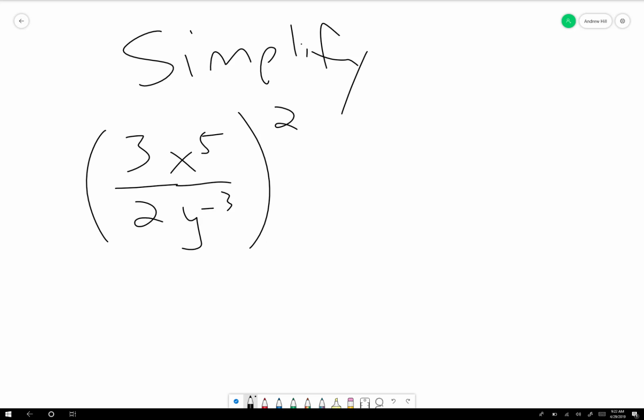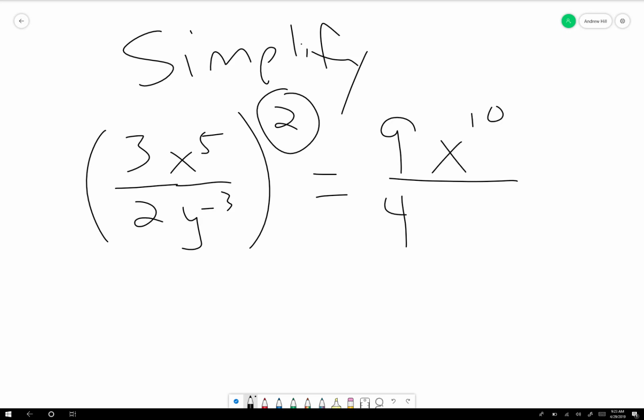What some people like doing is actually just squaring everything inside the parentheses right away, and that's perfectly fine. You just have to remember how to apply all the rules correctly. So squaring the actually known integers, 3 squared would give us 9, and 2 squared would give us 4. So I'm going to start with that. For handling the x and the y, we're just going to use our exponent rules, knowing that x to the 5th squared, we multiply the exponents, that comes out to x to the 10th. y to the negative 3 squared comes out to y to the negative 6.